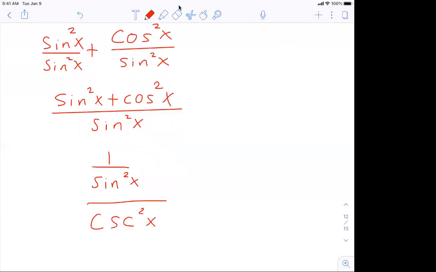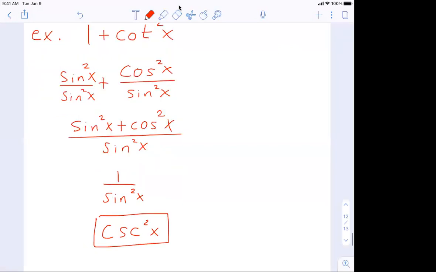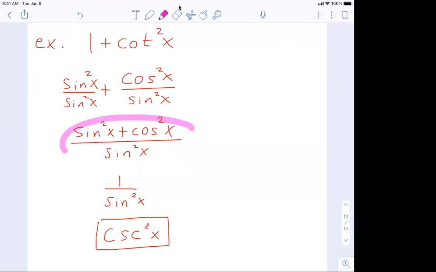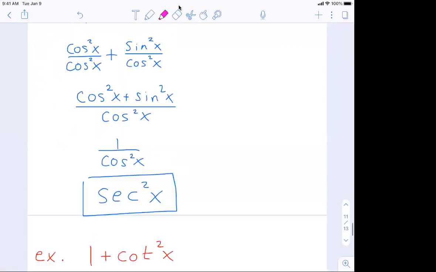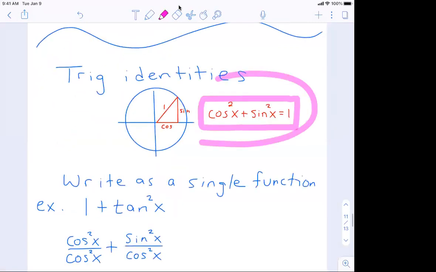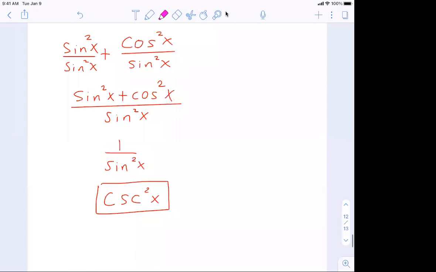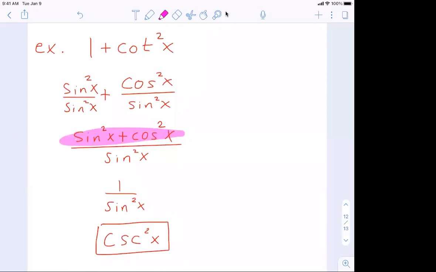Yeah, so the question was, how did we get from here to here? And that is from this. Because cosine squared plus sine squared equals 1, we have to always kind of keep that in the back of our head. Since cosine squared plus sine squared equals 1, this became 1.